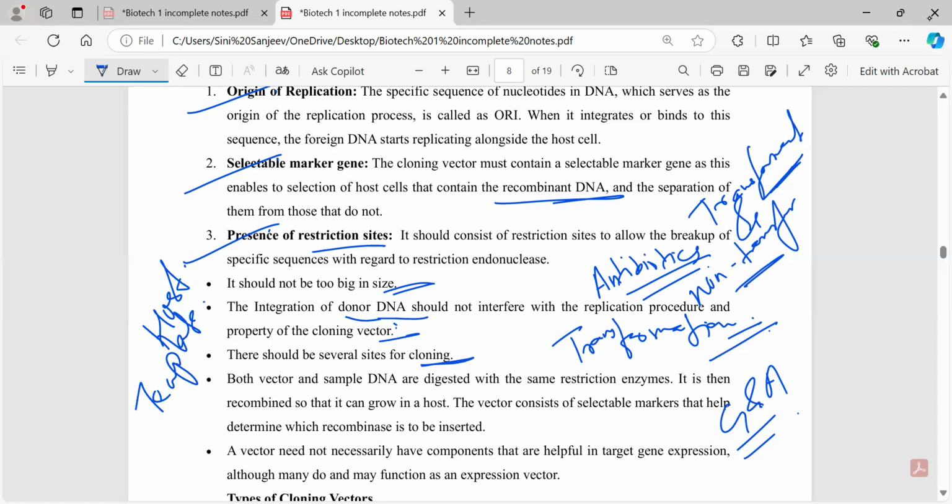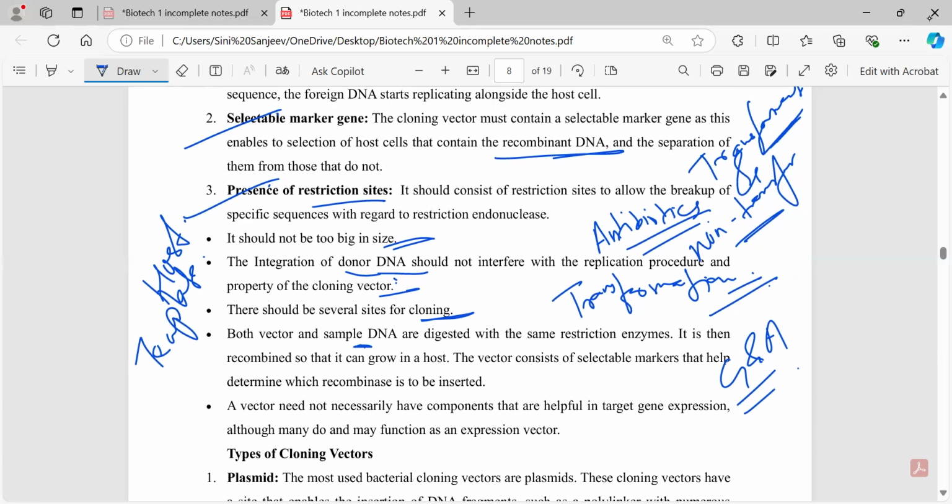Next is that both the vector and sample DNA, as I told you, are digested with the same restriction enzyme. Yesterday also I told you that the restriction enzyme should be the same for the vector as well as for the sample DNA which you're going to isolate, and then you have to combine it and grow it in a bacterial host. So that particular vector is going to contain suitable selectable markers so that it will run correctly. And lastly, a vector should have components that are helpful in target gene expression.